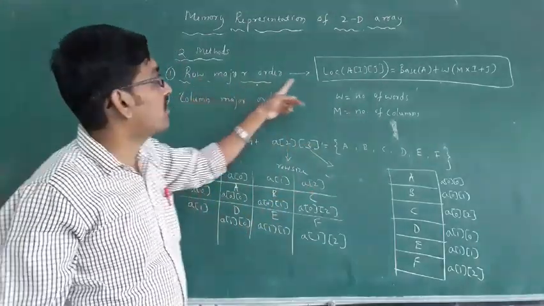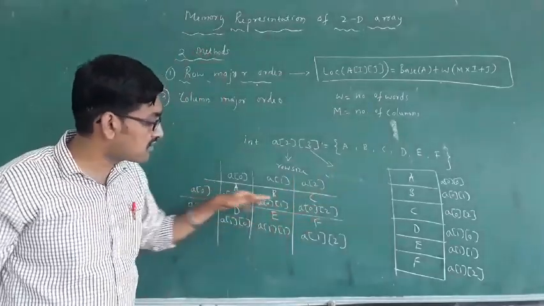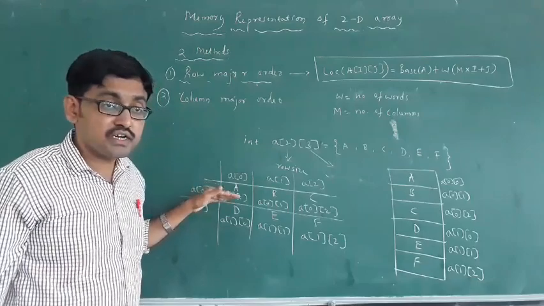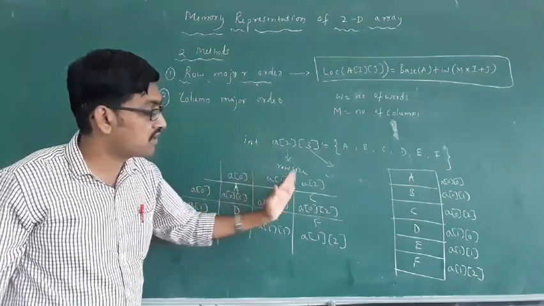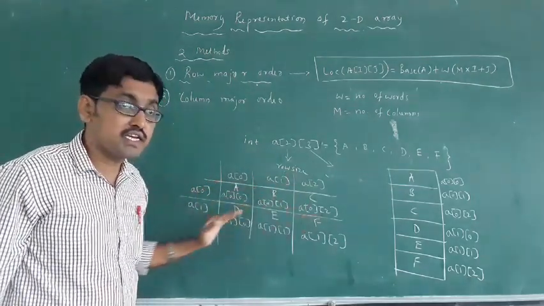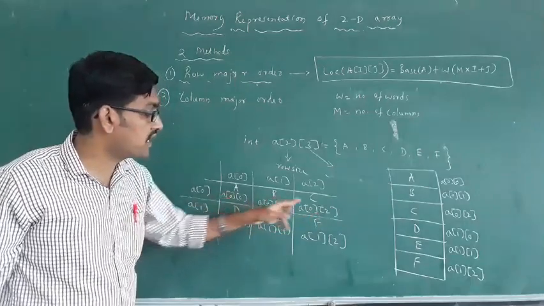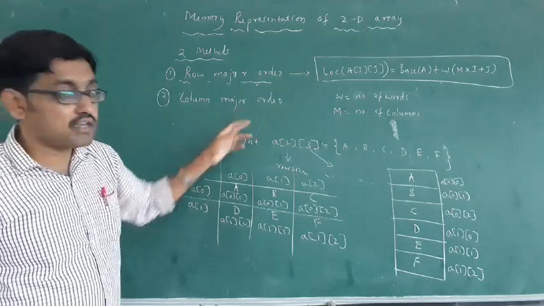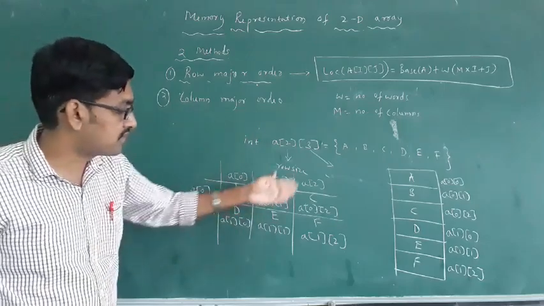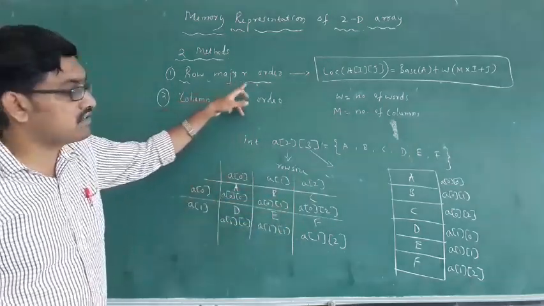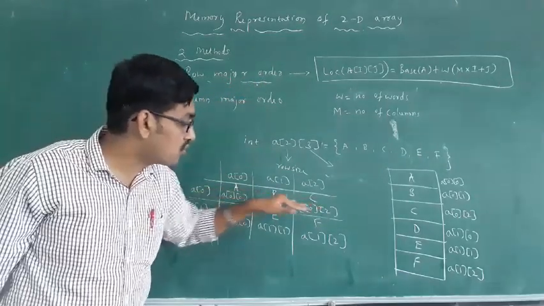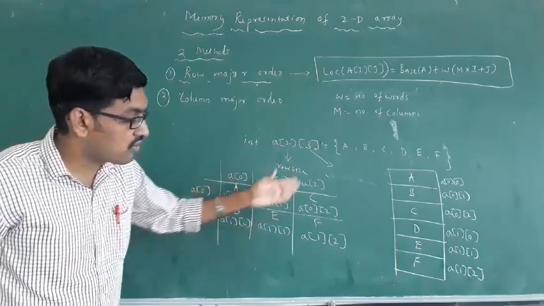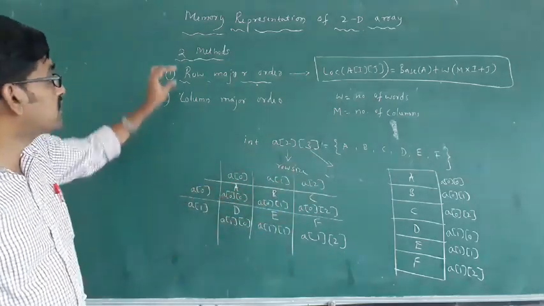In row major order, you have to collect the addresses row-wise, one by one: first, second, third, and fourth, fifth and sixth. But in column major order you have to consider columns. In row major order you have to consider rows, then in column major order you have to consider the 3 columns. Got it? This is row major order.